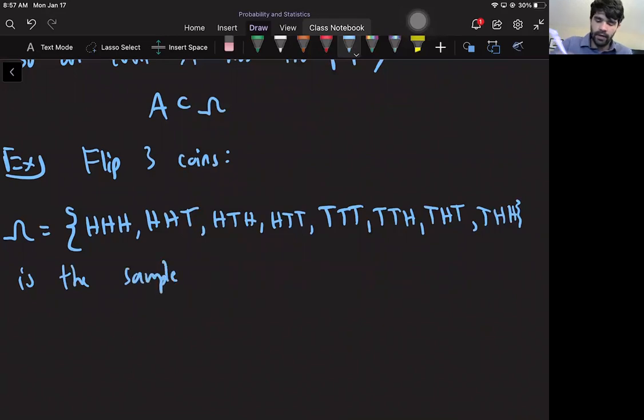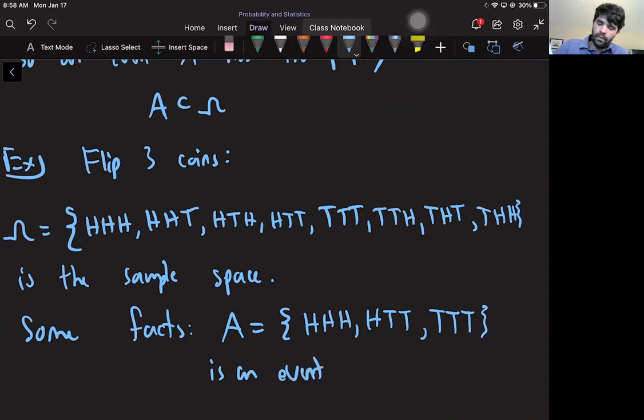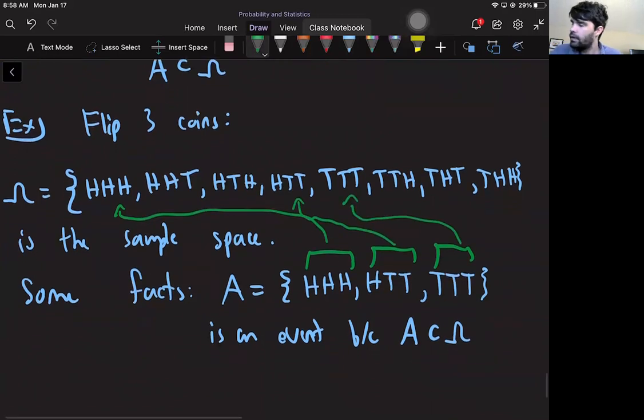So let's say some facts about it. So I can write events now. So like this is an event with 3 outcomes in it. And it's because it's a subset of omega, because everything that you see in here comes from omega. I'm not just getting random things from somewhere else. They all come from omega. That's why it's a subset of it.